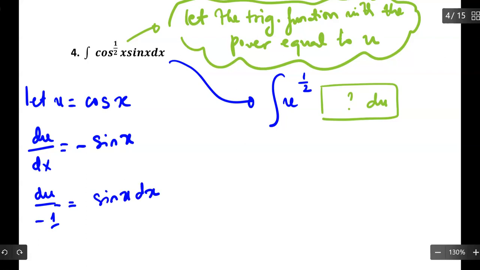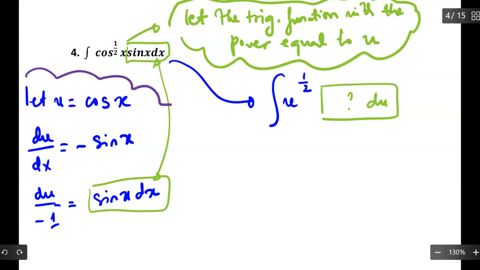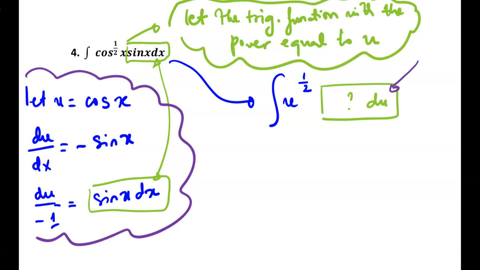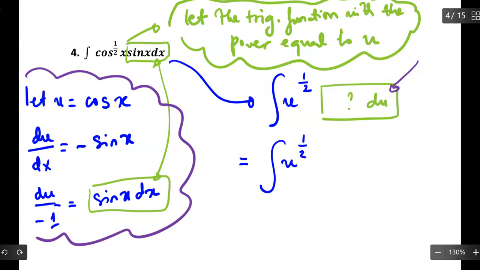So why do I do that? Because I want to match this one. Sine of x times dx, this is my sine x times dx, the exact match. So once I have that exact match, what do I do next? So this part in here will become times du divided by minus 1. Okay, so this will become u to the a half times du divided by minus 1.